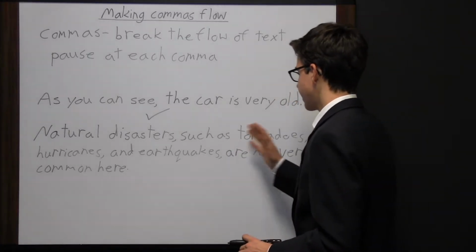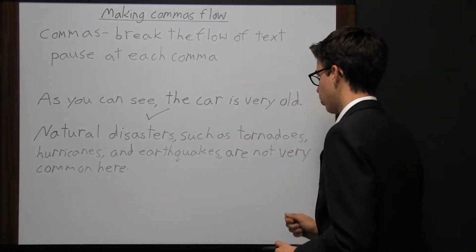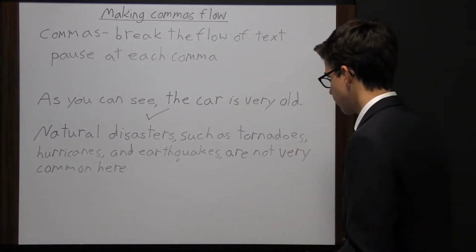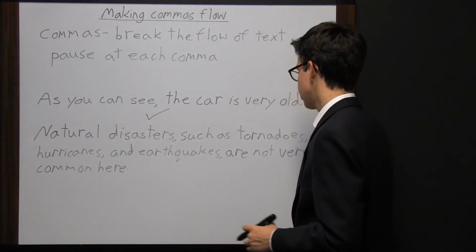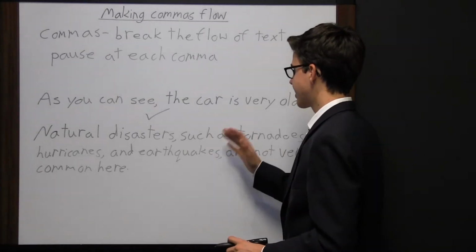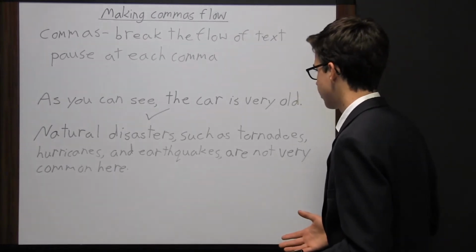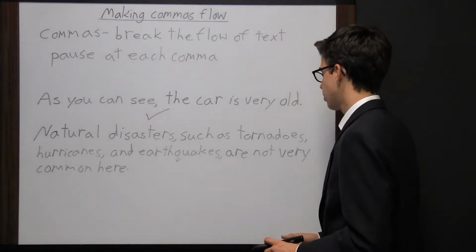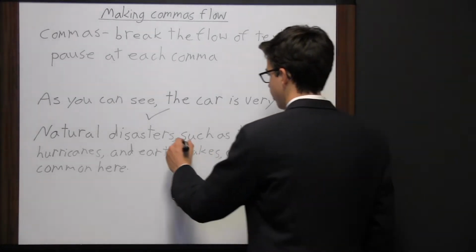So first, let's take a look at the phrase. Natural disasters, such as tornadoes, hurricanes, and earthquakes, are not very common here. So really, we could omit everything in between these 2 commas and just say natural disasters are not very common here. So that's why we're using commas here, because we could set this off. But if you were speaking this, you would say natural disasters, such as tornadoes, hurricanes, and earthquakes, are not very common here. So both of those commas are needed.